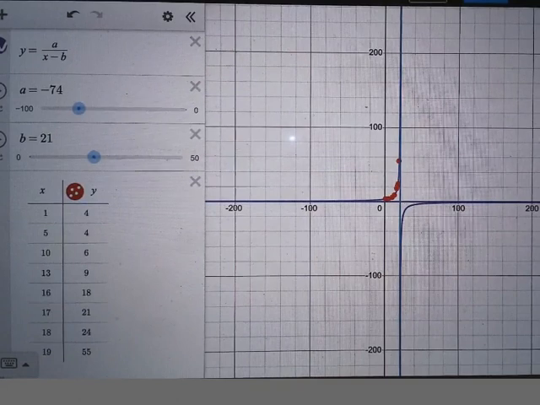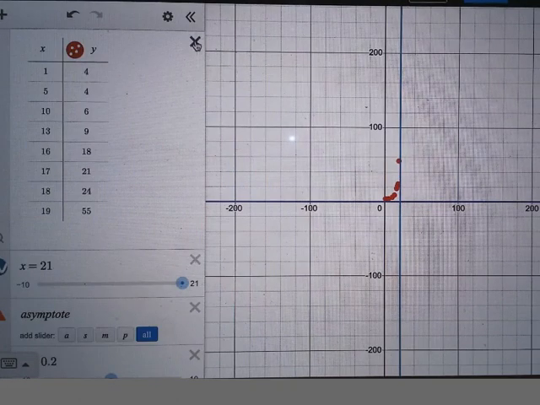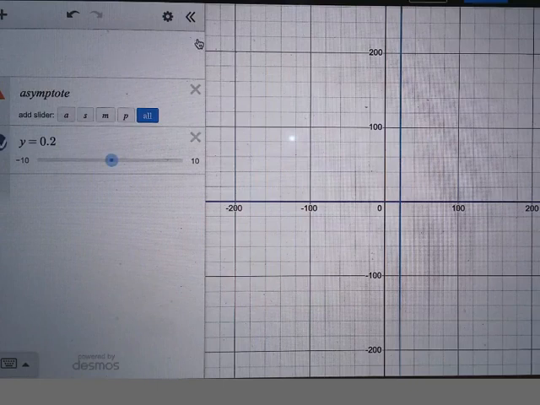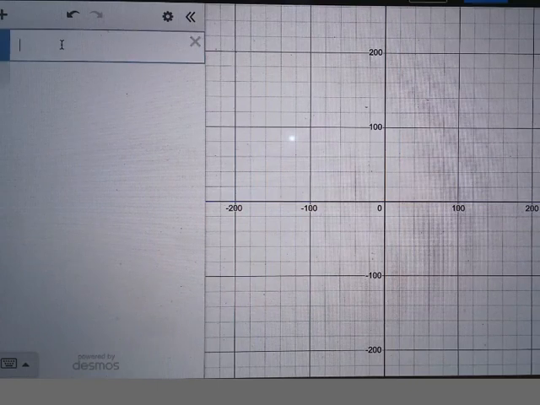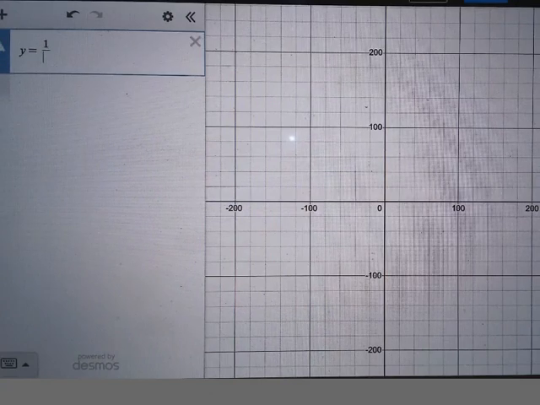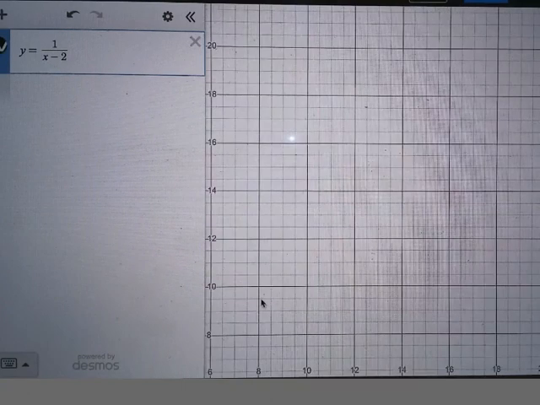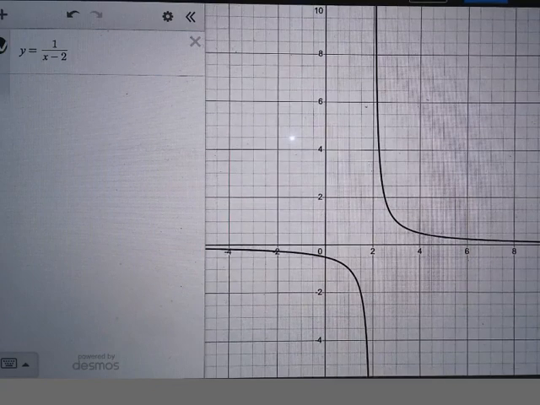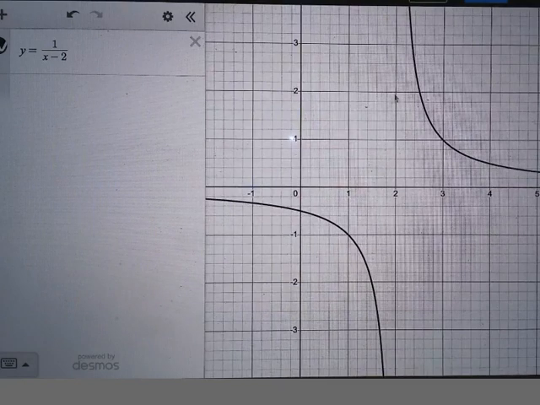All right. I'm going to get rid of all of what we've done here now, and we're going to start exploring what happens when we put different things in the denominator. So I'm going to have y equals, and I'm just going to put 1 divided by x minus 2. And let's get in here close so we can see what's going on here. And do you see that we have a vertical asymptote at 2?